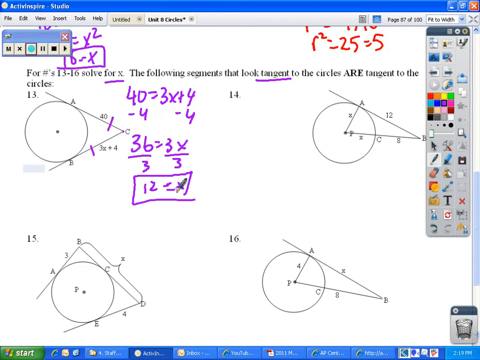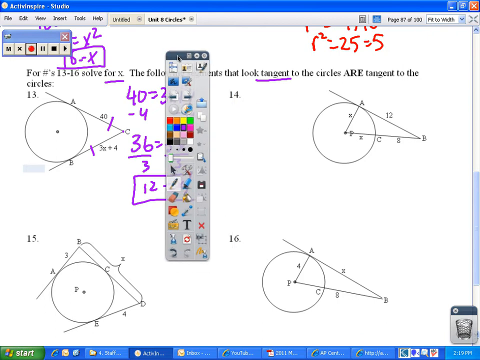Okay, perfect. Number 14 is kind of like the problems we looked at right above. We have a tangent line and a radius. Those will always form a right angle. And we know that x squared plus 12 squared will equal this whole side, which is x plus 8 squared. And we've done that several times at this point in time.